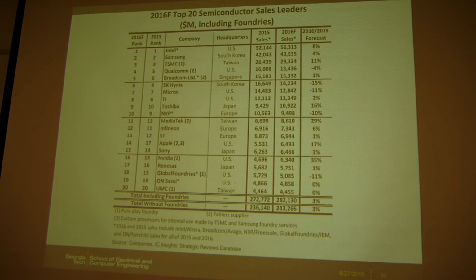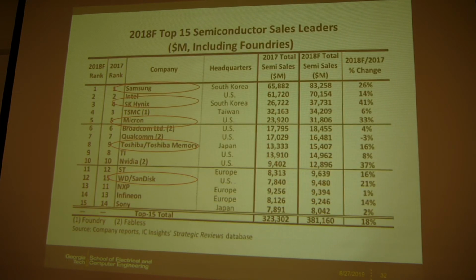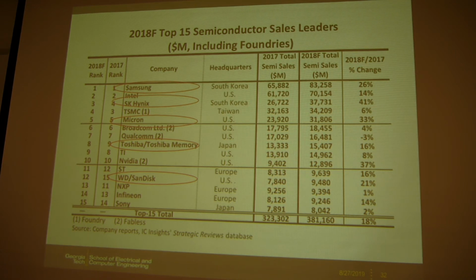And this is 2016, still similar: Intel, Samsung, TSMC, and Qualcomm. And this is the latest data from last year. So there are some changes. First, Samsung becomes number 1. Intel dropped to number 2, because, I don't know what they are doing these days, their process is delayed.